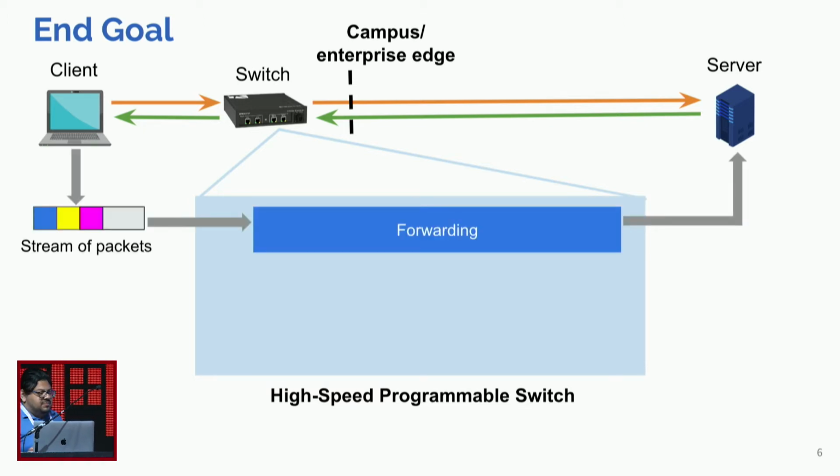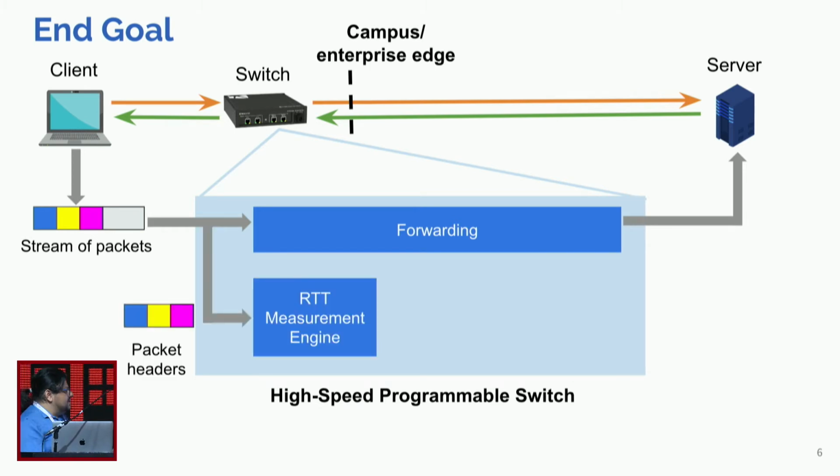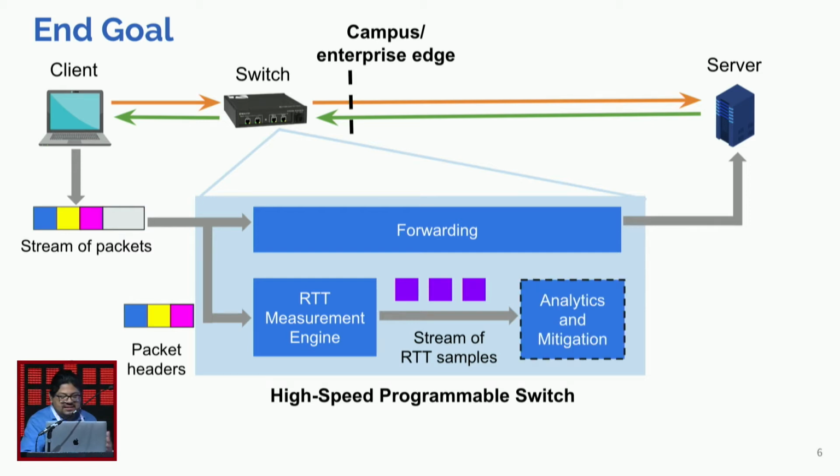And the switch does normal forwarding as it would, but in parallel, it can also do other tasks because it is programmable. And in this case, it does RTT measurement, and it sends a stream of samples out to an analytics and mitigation engine that then takes decisions on the traffic based on what the RTTs are. In this paper, we do focus on the RTT measurement engine.